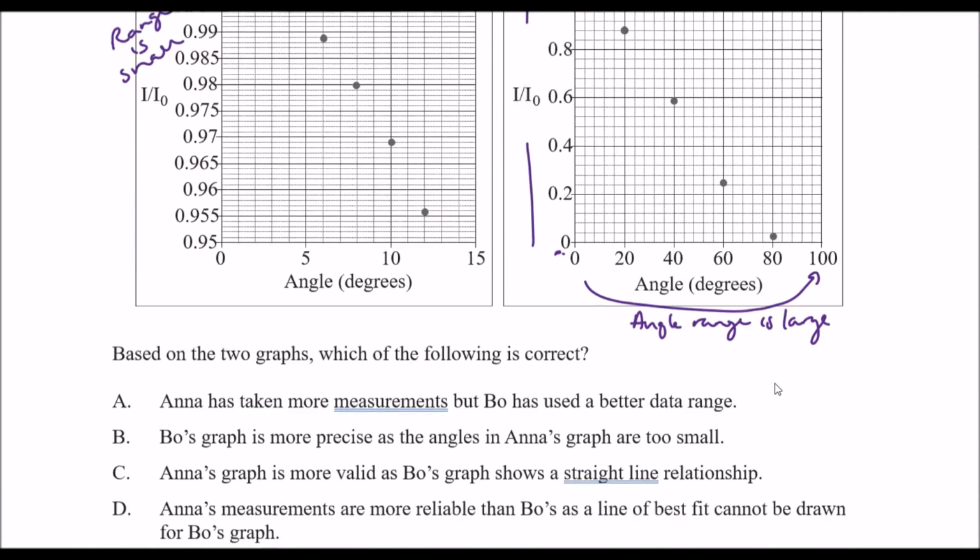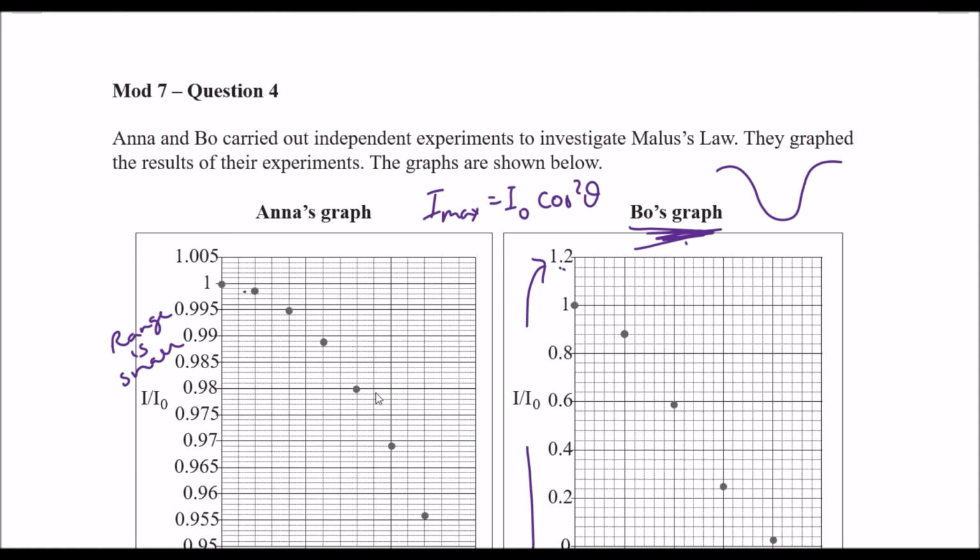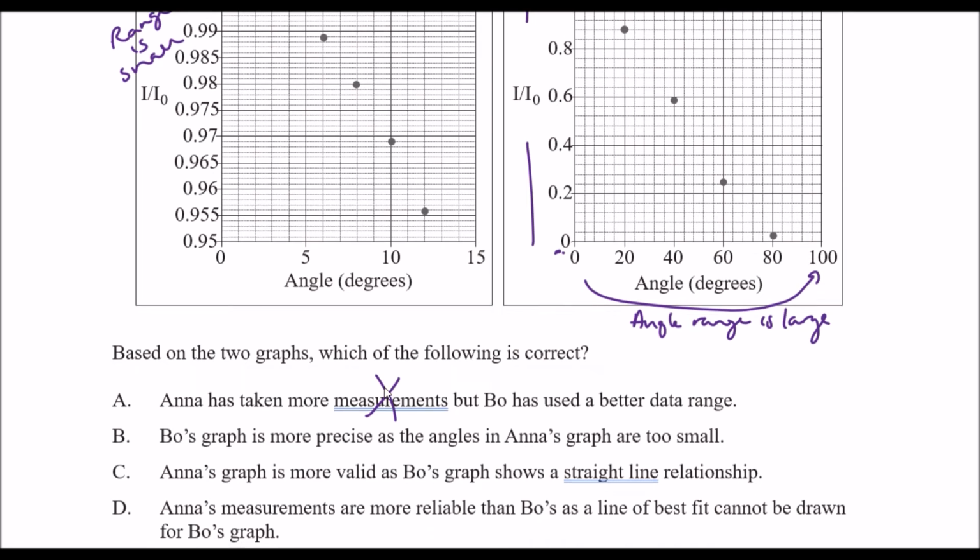Let's go through. Okay, option A. Anna has taken more measurements than Bo, but used a better range. Obviously, that can't be true. Oh, wait, let me reread that. Misread it there.